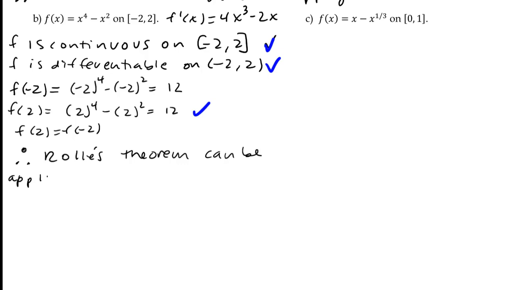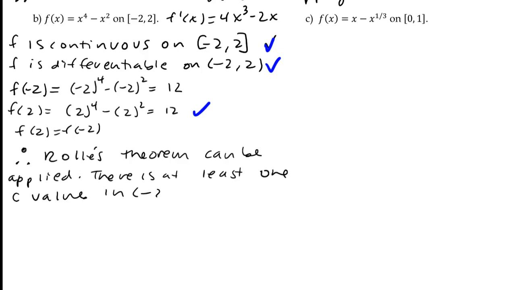And why do we care that Rolle's theorem can be applied? What's the conclusion? All of this is just building up to say that there is at least one c value in the interval -2 to 2, such that, what's the big conclusion with Rolle's, guys? Try to remember that activity we did, such that the derivative at that c value will be 0. Okay, this is normally where the problem ends.